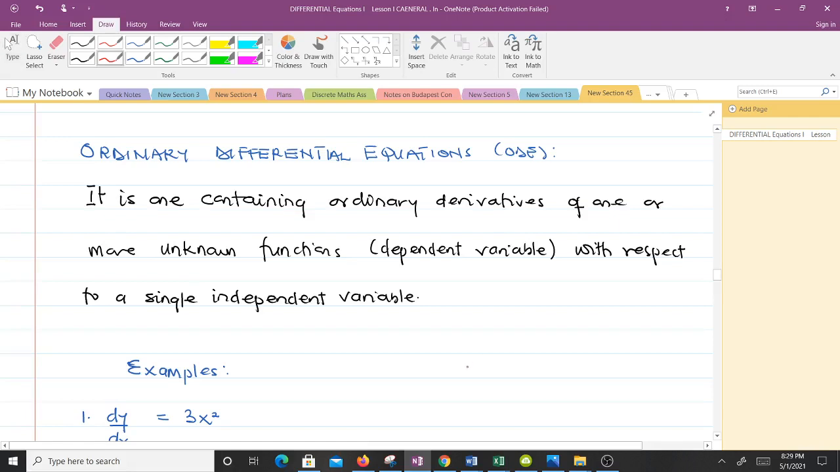So you know ordinary derivatives, the y, the x, the s, the t. So when you have any of these in our differential equations and it contains just one independent variable, that means if you are differentiating with respect to x, it will be with respect to x throughout. If it is t, it will be t throughout because we have just one single independent variable. Then that differential equation will be an ordinary differential equation.